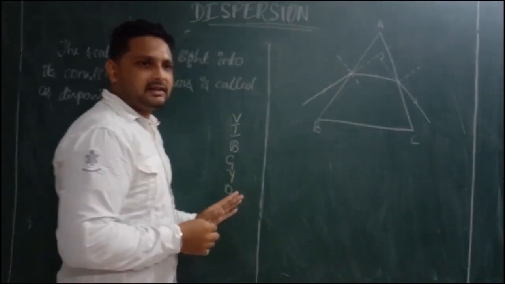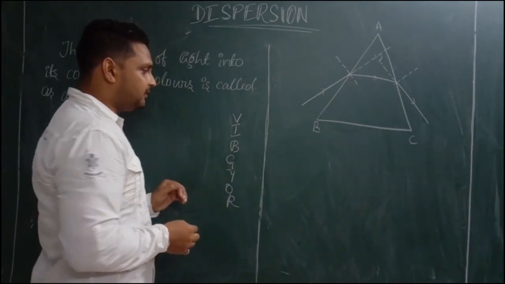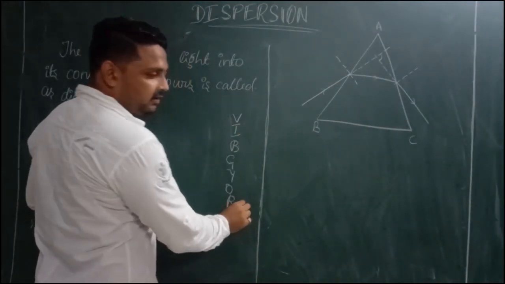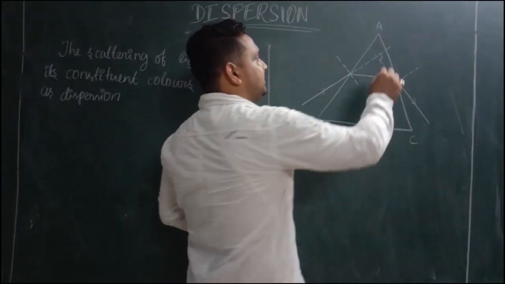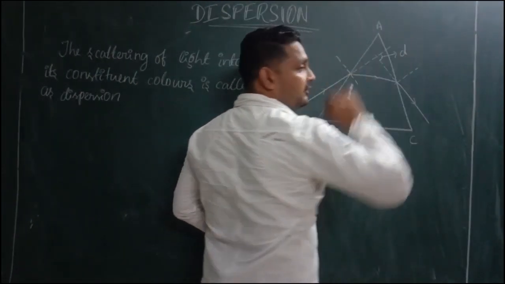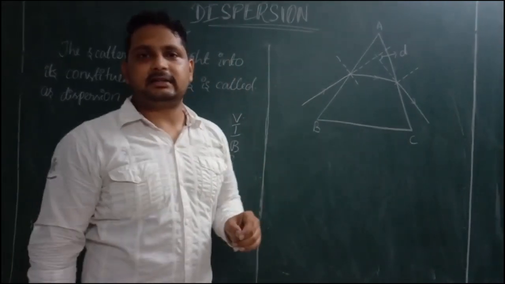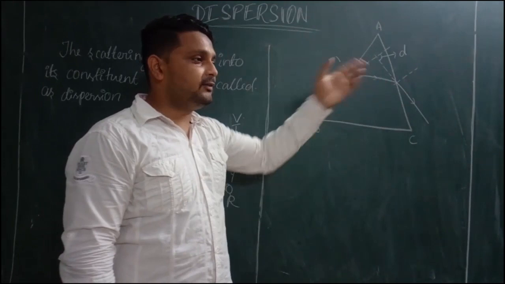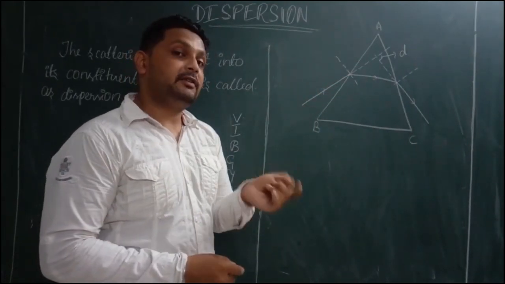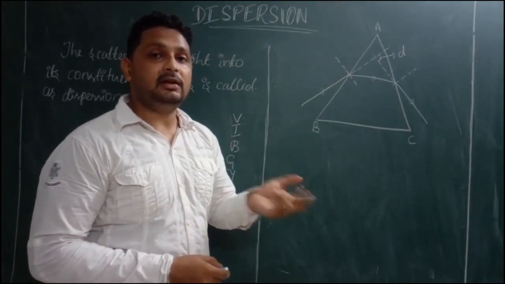Okay, it is made up of 7 colors, and these 7 have different wavelengths. The highest wavelength is of red and the lowest is of violet. Now this angle of deviation D depends inversely on the wavelength. If the wavelength is more, the deviation will be less. If the wavelength is less, the deviation will be more.